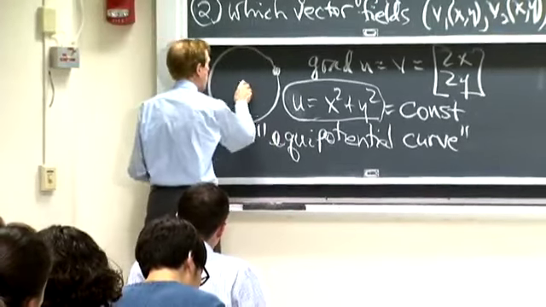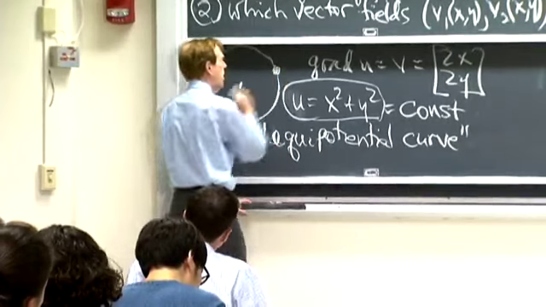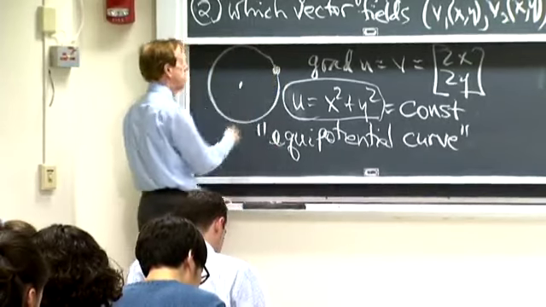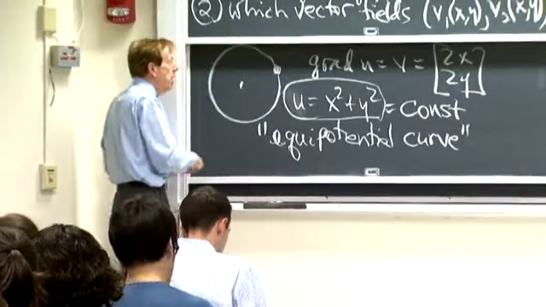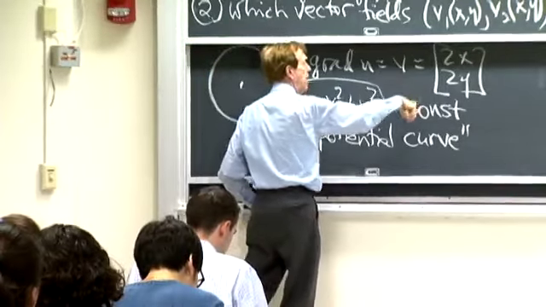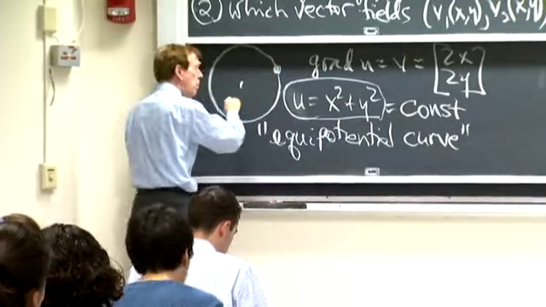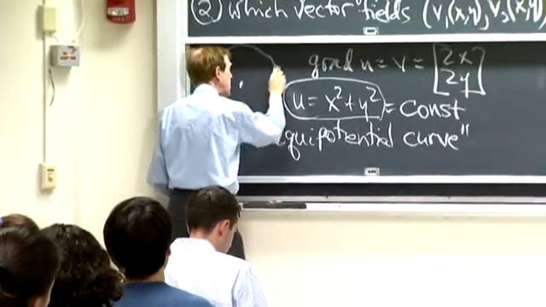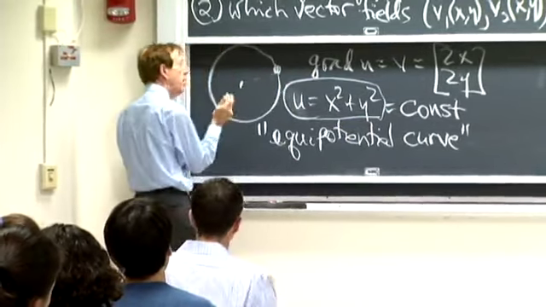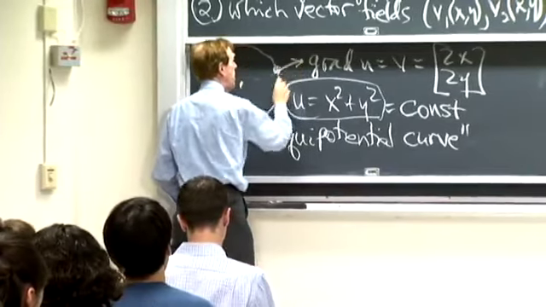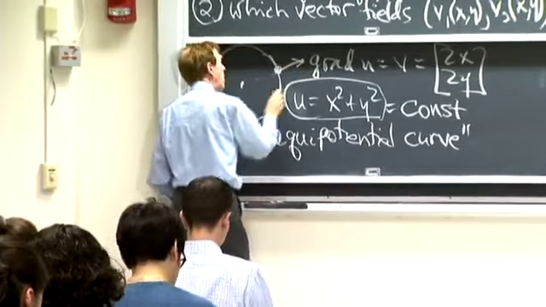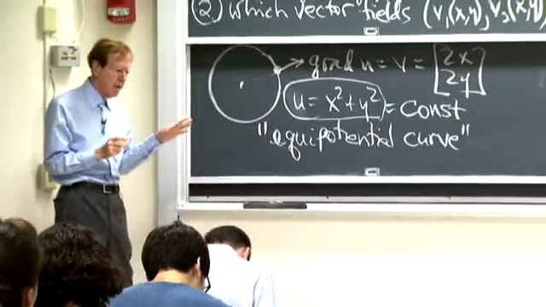If here's the origin, and if at this point, I don't know its coordinates, whatever they are, maybe 2, 1 or something, the gradient vector would be 4, 2. It would be a multiple. Here's the position vector, xy. The point is the gradient vector points out, perpendicular to the curve. That's what the gradient tells you.